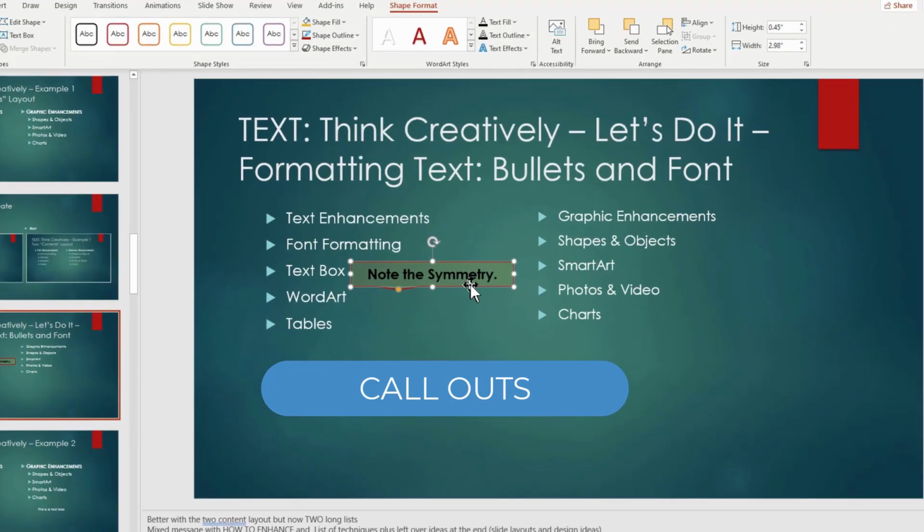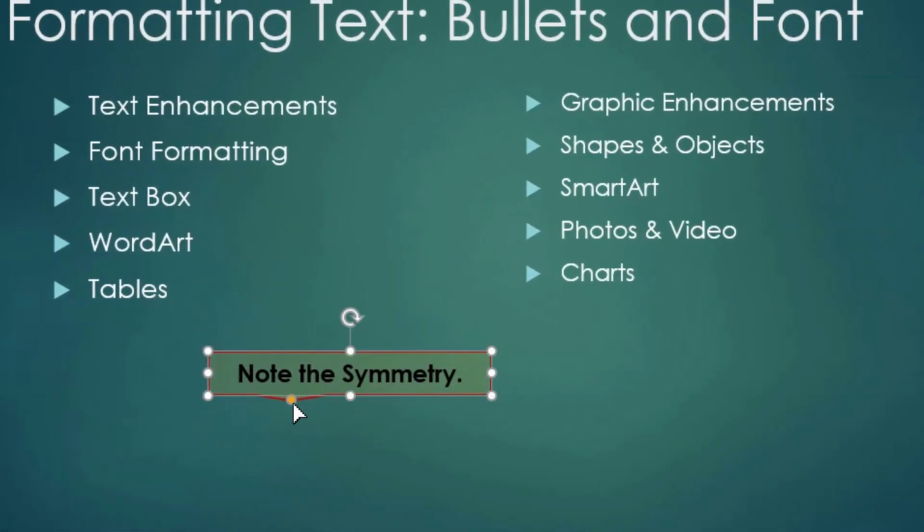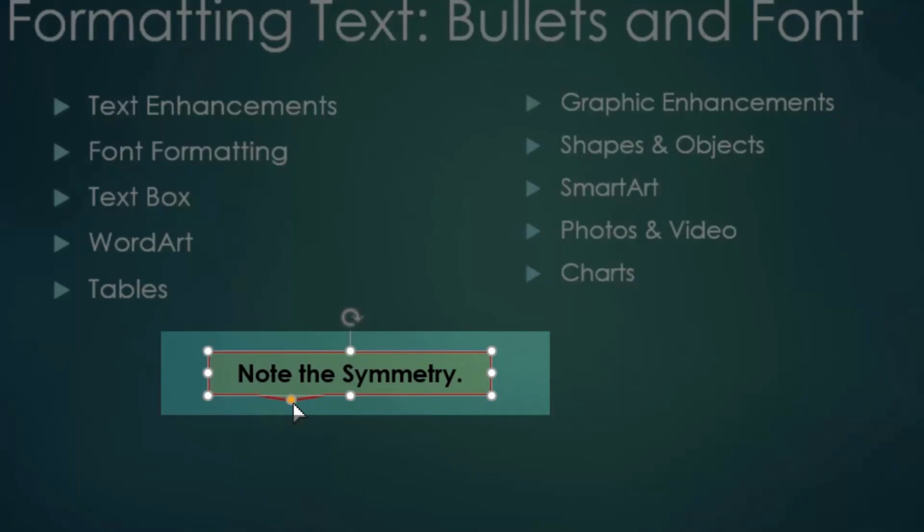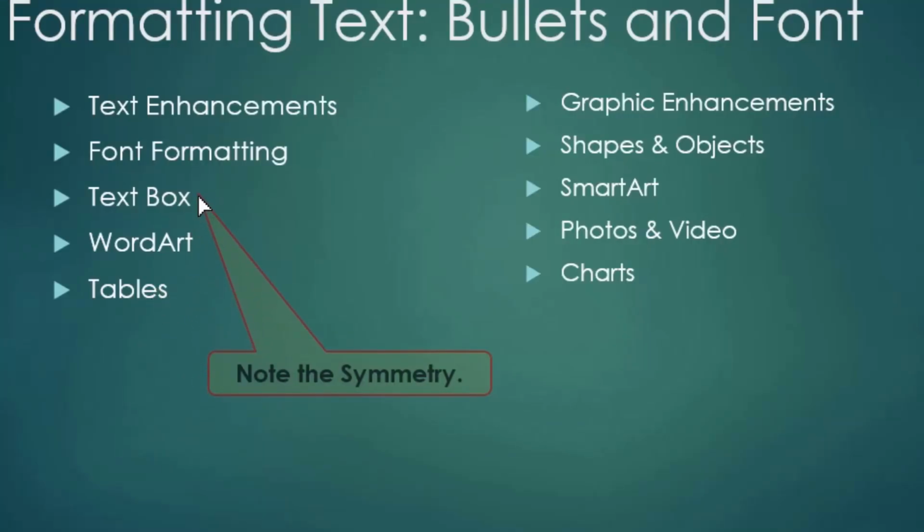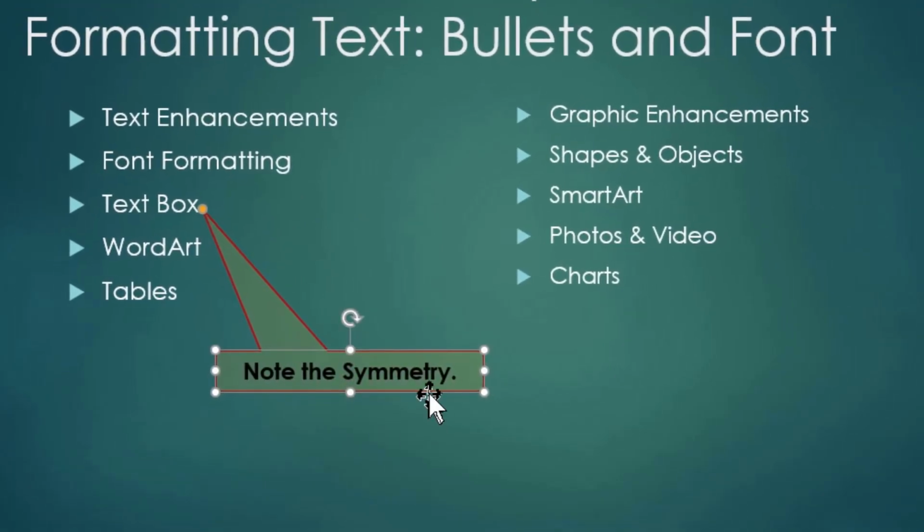From here, we can move the box to a more attractive open space on our slide with generous open space around, and then we click on the tip of the callout to move the pointer up to the word text box.